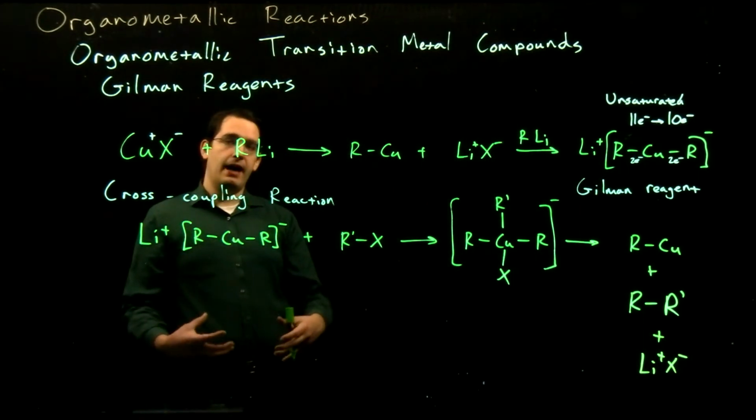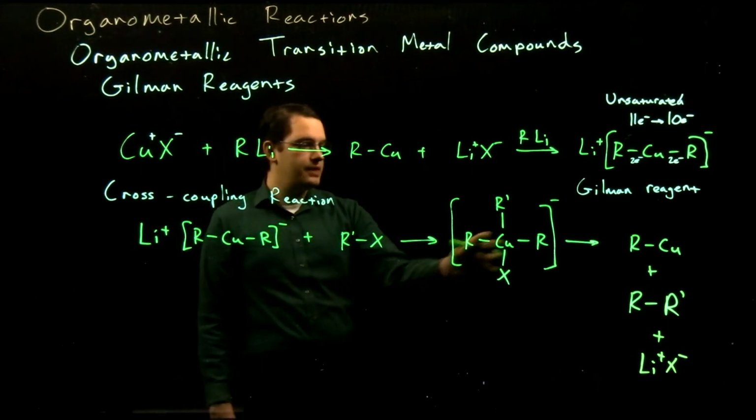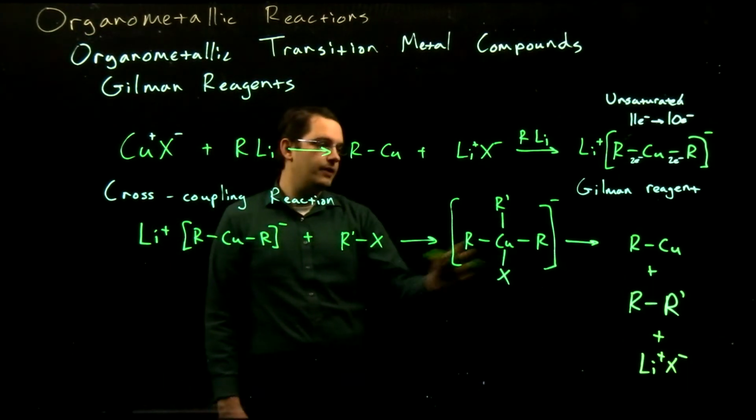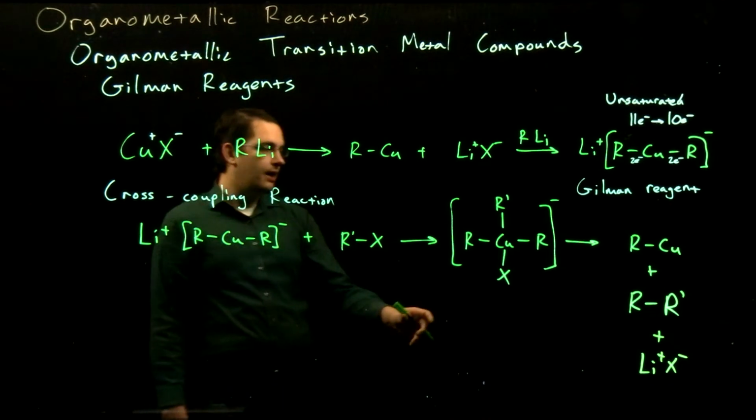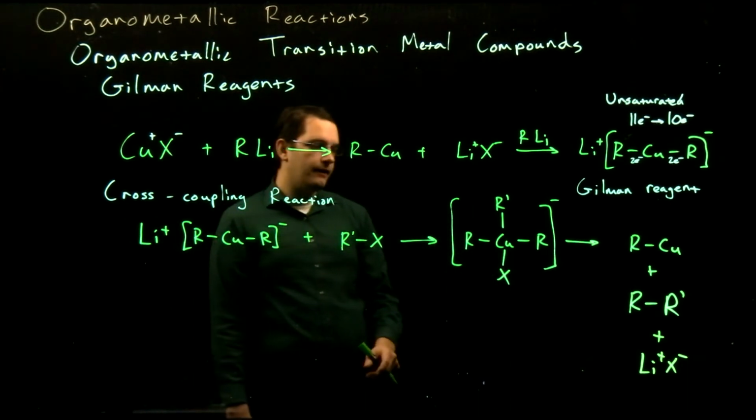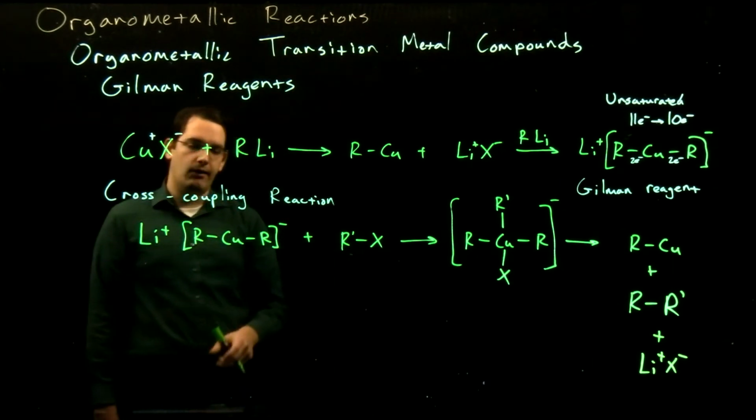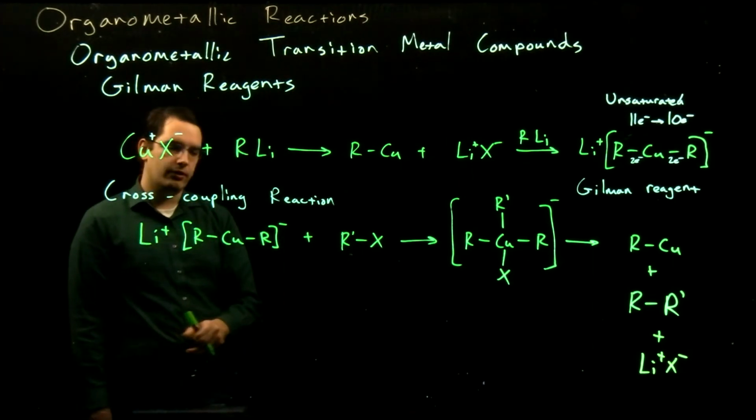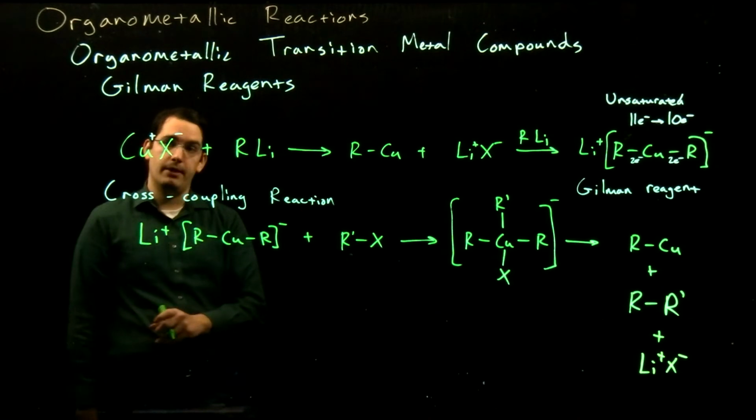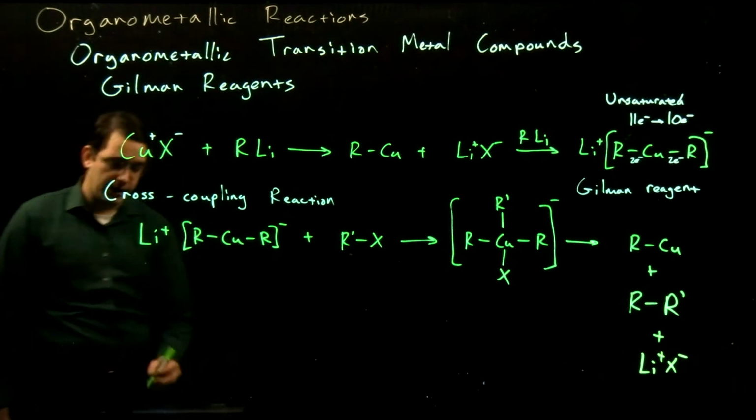So we kind of use that unsaturation of our copper to temporarily create this transition state, and then we end up cross-coupling our products, where we're switching the alkyl group that's attached to our alkyl halide with one of the alkyl groups that's attached to our copper. Let's look at a specific example now.